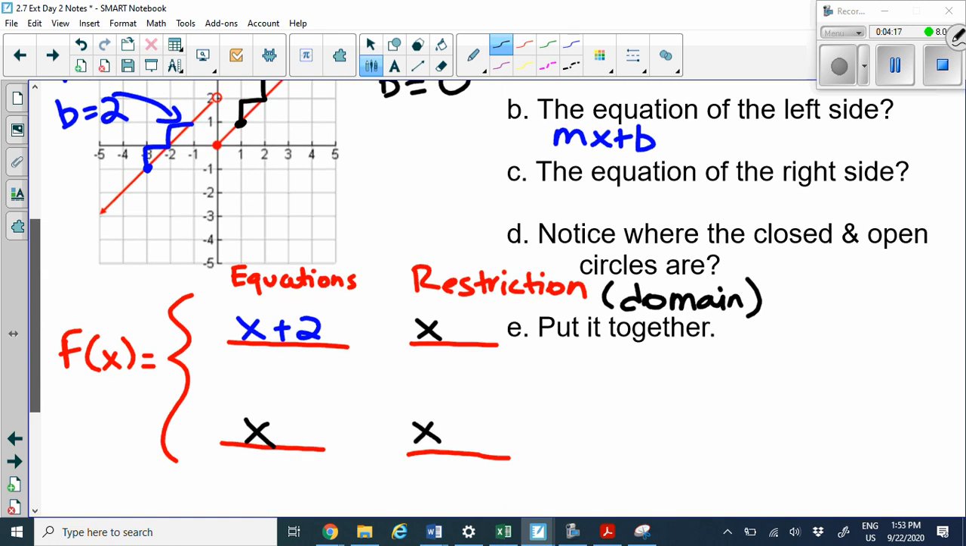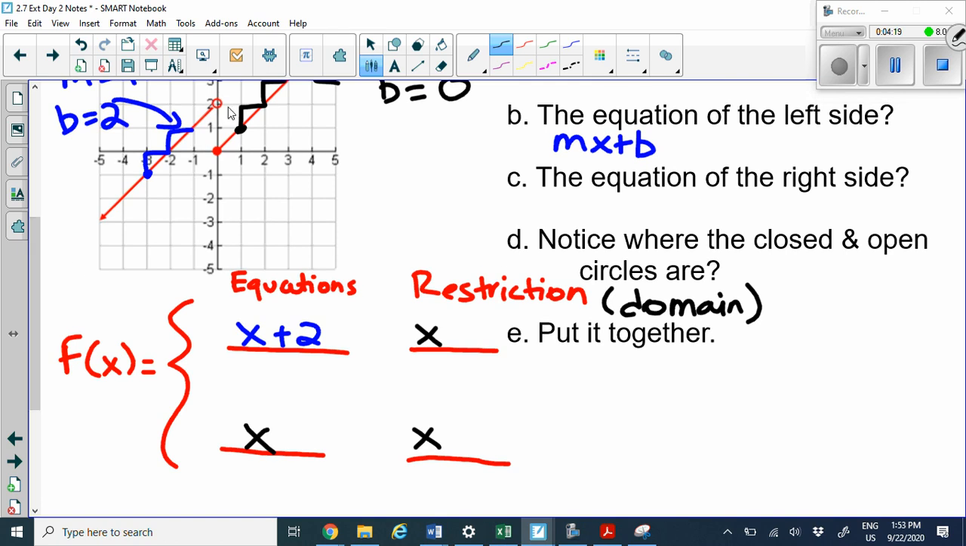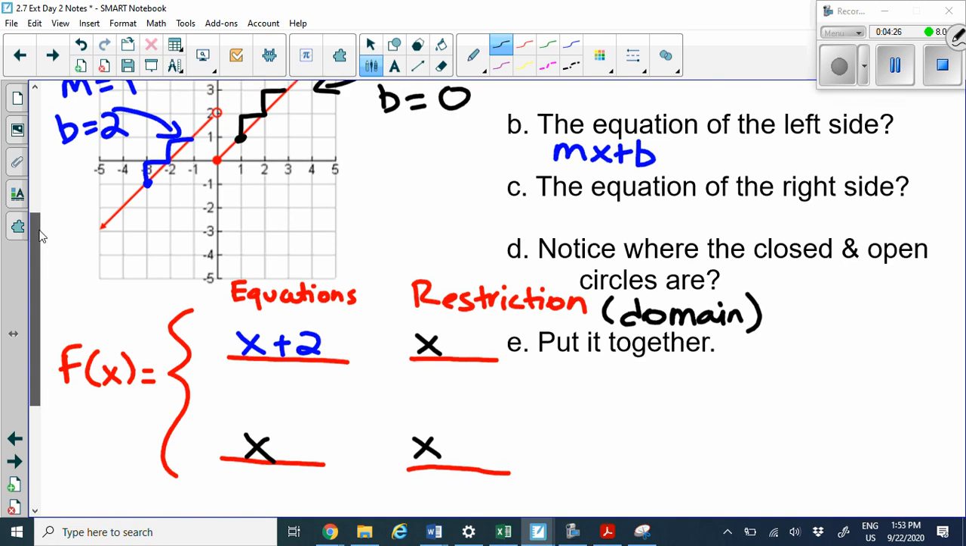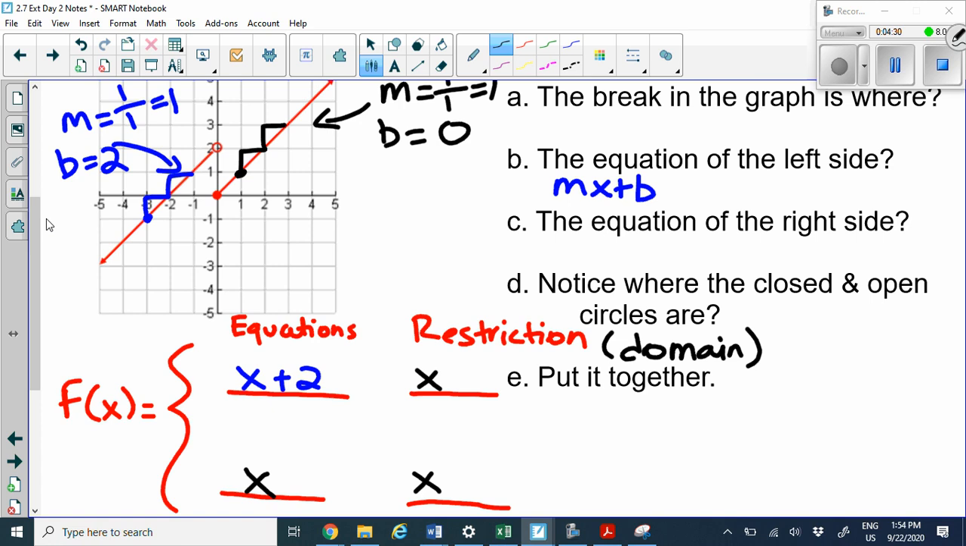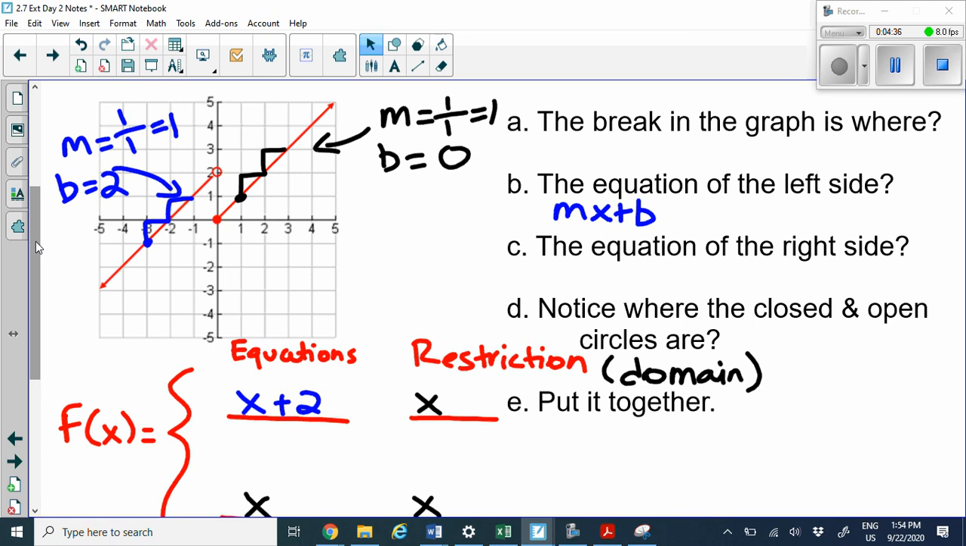Okay, so what I'm going to do is look at where the open and closed circle is. Right here. Now what I'm going to do is figure out what x value they have in common. You can draw a line if you want to make it a little bit easier to figure that out. I'm going to go ahead and do that.